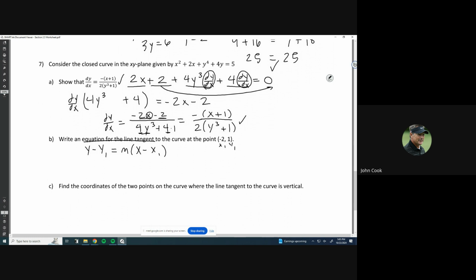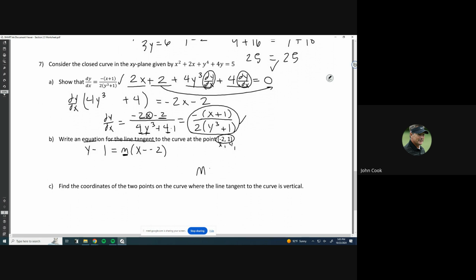So those are freebies. x1 is negative 2, y1 is 1. And then the last thing you need to find to write out the equation is just the slope m. And the slope of the tangent line is your derivative. So since we just spent some time and found the derivative equation, all we have to do is plug in the x and the y from here, and it'll give us our derivative.